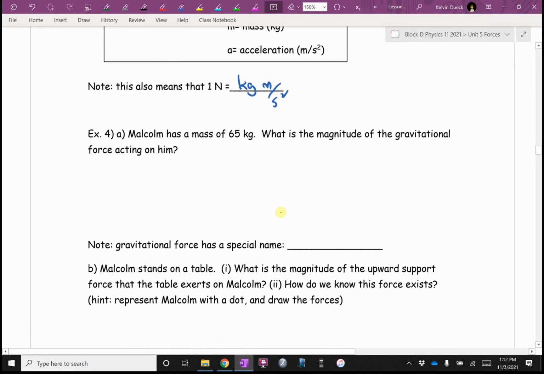Example 4. Malcolm, actually, do me a favor. Cross out the word Malcolm. Put the word Nick there, please. Nick has a mass of 65 kilograms. What's the magnitude of the gravitational force acting on him? Ooh. Huh. Ashley, what's this asking me to find? Force. F equals what? Let's write that down.